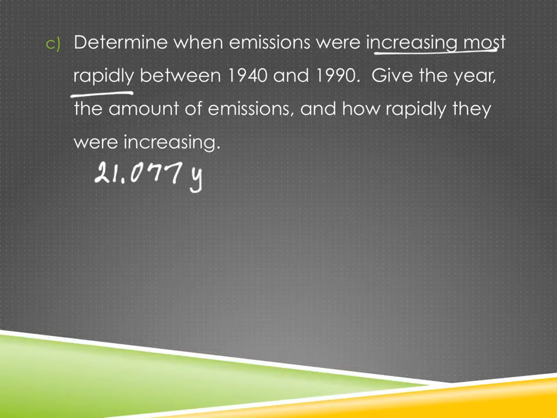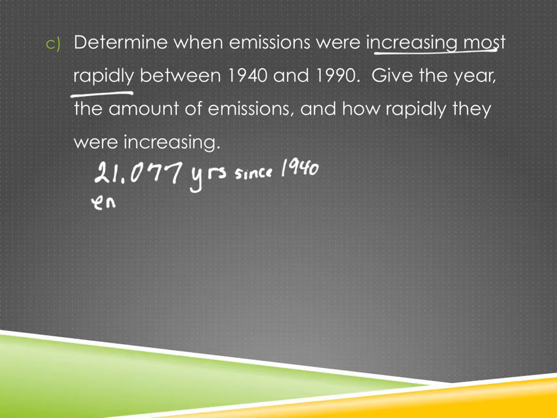That's a number of years. Tell me, is years what? Yeah, it's years since 1940. It wants to know the amount of emissions in that year. Which equation will give me the amount of emissions? There are 3 equations on my calculator right now. There's the original, the derivative, and the second derivative. Which one gives me the amount of emissions? The original. So if I go up to y1 and I look at the y value, it's 14.037.